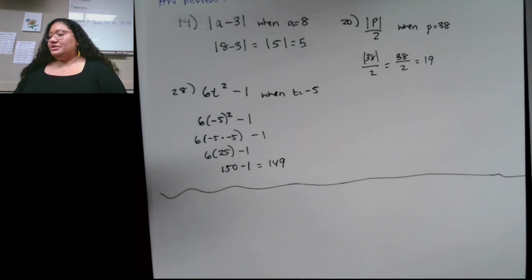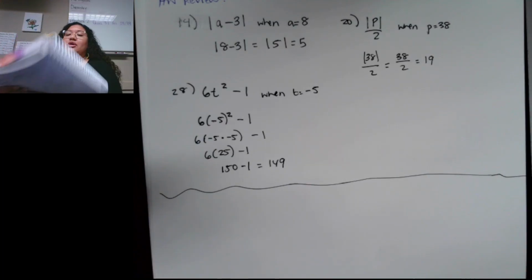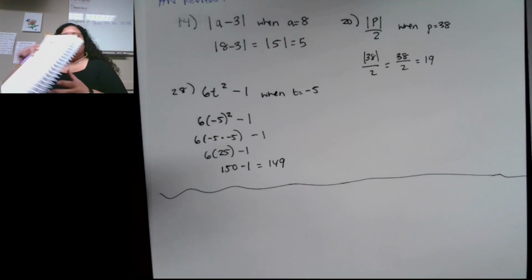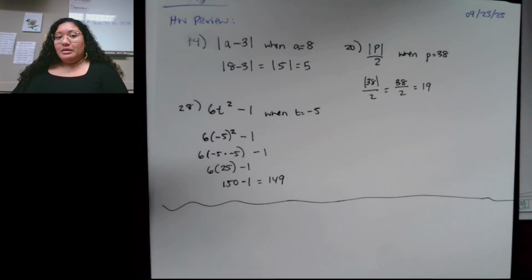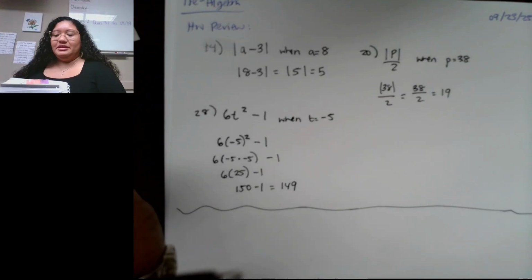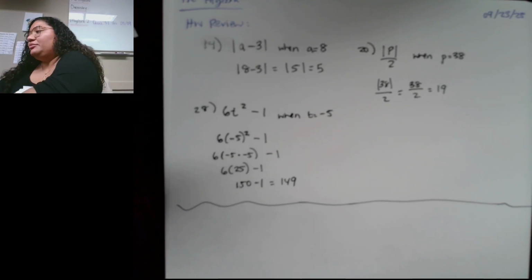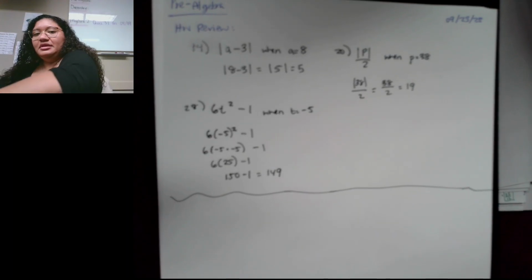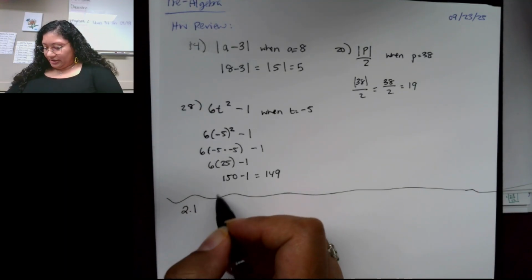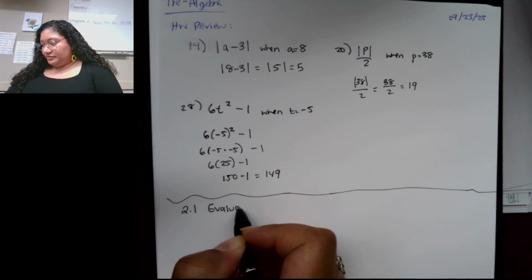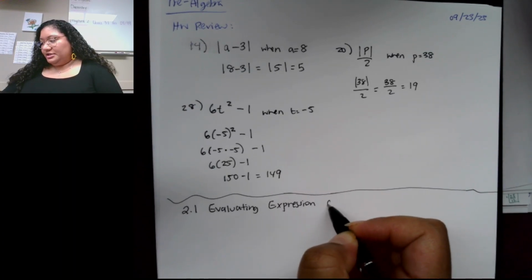Okay, so again, that was evaluating algebraic expressions. So when we say evaluating algebraic expressions, we are saying I am substituting, I am filling in, and I'm replacing my variable with a number. Okay? So let's put 2.1, evaluating expressions, continued.